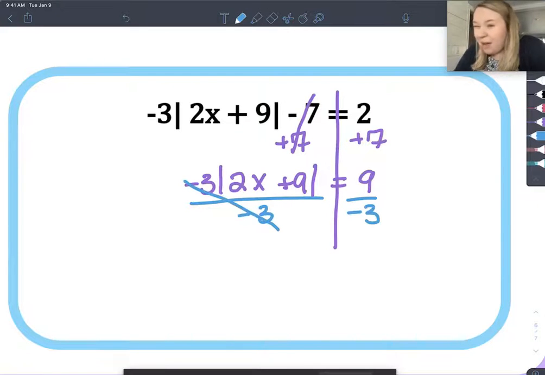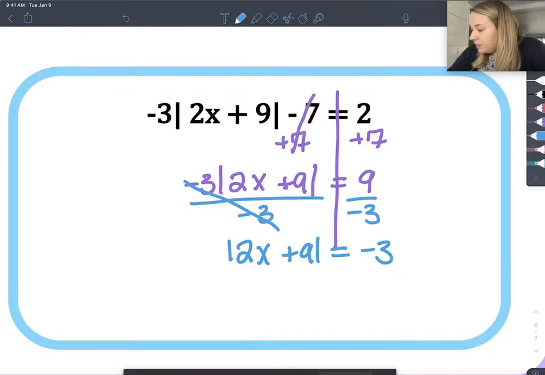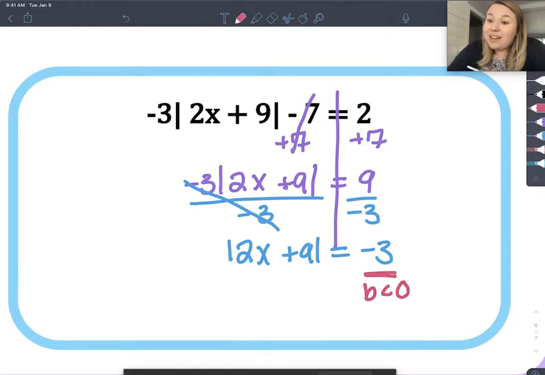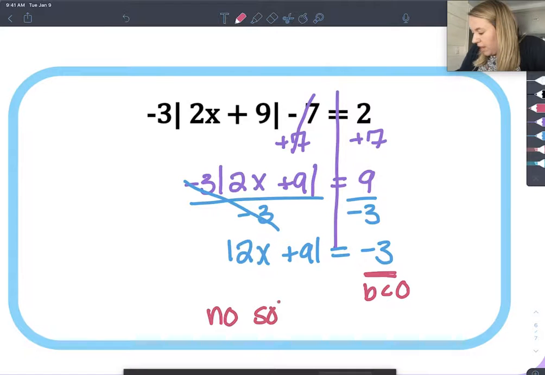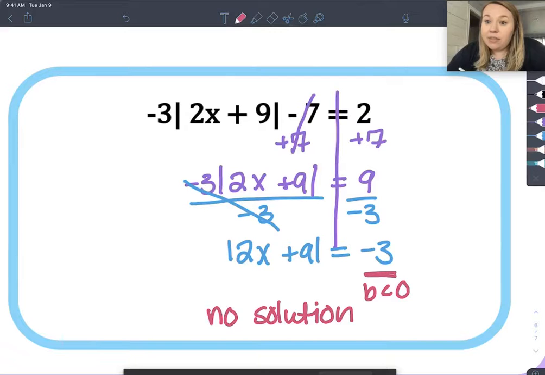And what ends up happening is when I divide by my negative 3, I get the absolute value of 2x plus 9 is now equal to negative 3. So notice our b value is less than 0. It is not greater than 0. So we cannot solve this now. This is also a no solution. So we have to be very careful when we're isolating the variable expression because we might end up getting a no solution and might not notice.